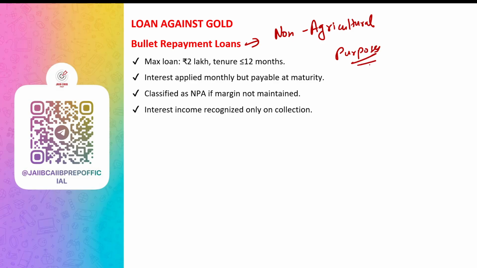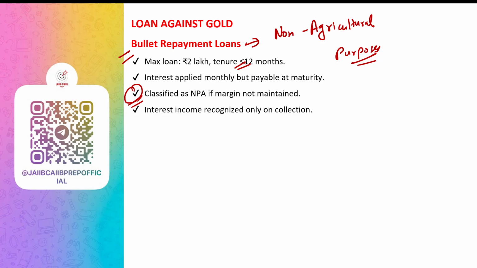with some special conditions: the loan amount should not exceed 2 lakh rupees. The tenure should not exceed 12 months. Interest is calculated monthly, but it is payable with principal at maturity. Banks maintain margin and a fixed loan limit considering price fluctuations and accrued interest. Accounts become NPA even before maturity if margin is not maintained. So, we classify these accounts as non-performing assets if the margin is not maintained.